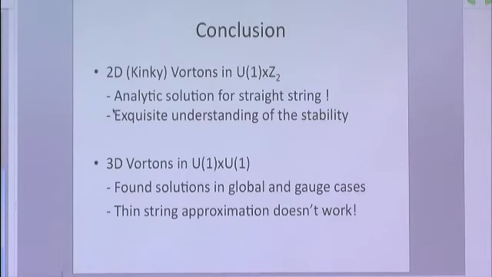Okay, let me conclude what I want to say. We showed these 2D kinky Vorton solutions in U1 cross Z2. We have an analytic solution for the straight string, and we were able to exquisitely understand the stability of these solutions. For 3D Vortons, we found solutions in both the global and the gauge cases, but the thin string approximation doesn't work for these solutions. So we're not able to make quite as much analytic progress as we would have liked. Okay. Thank you very much.